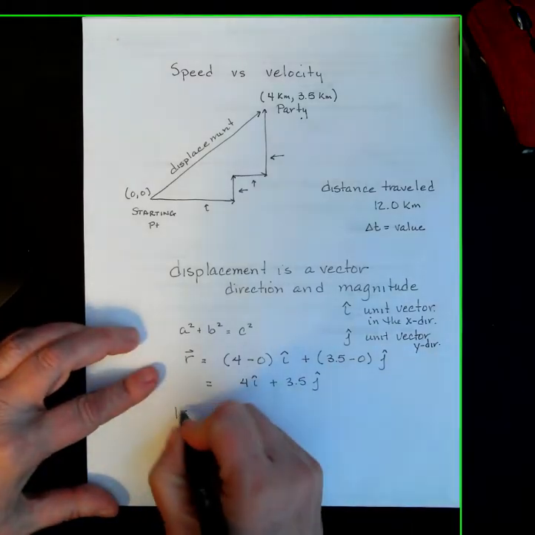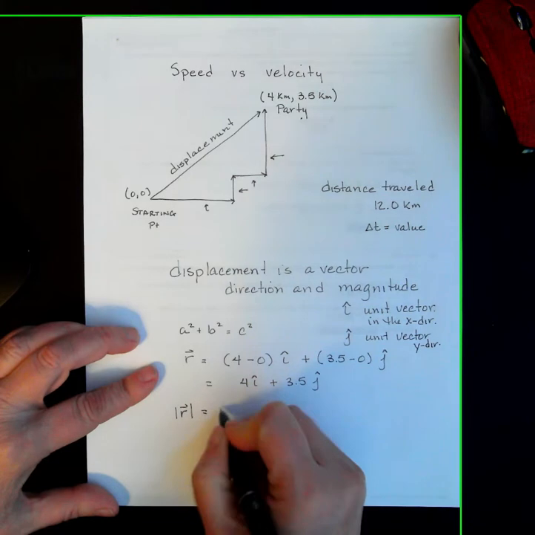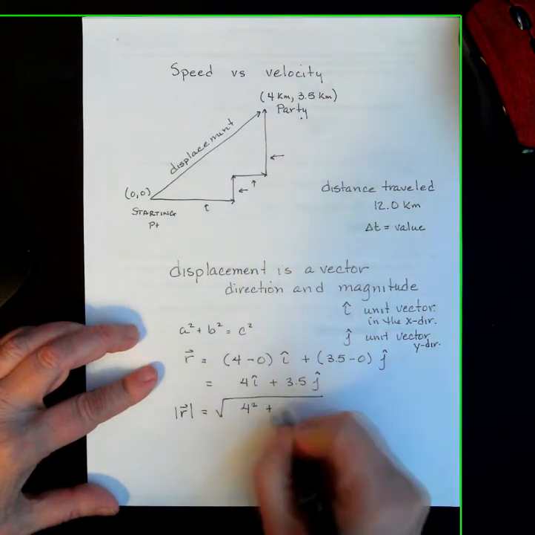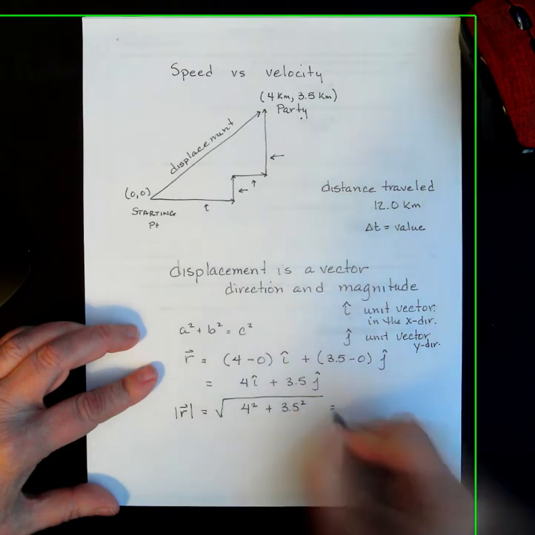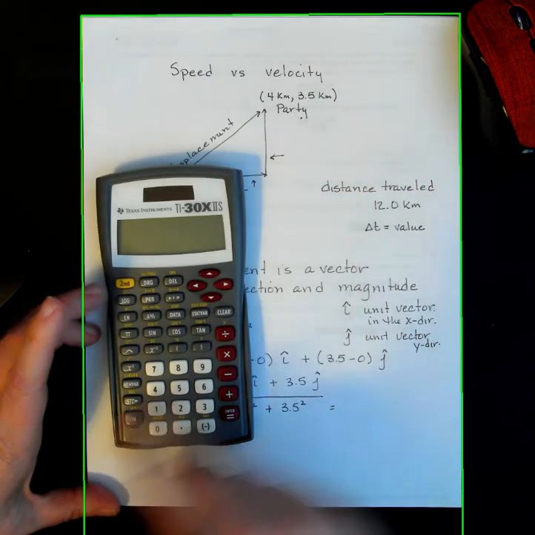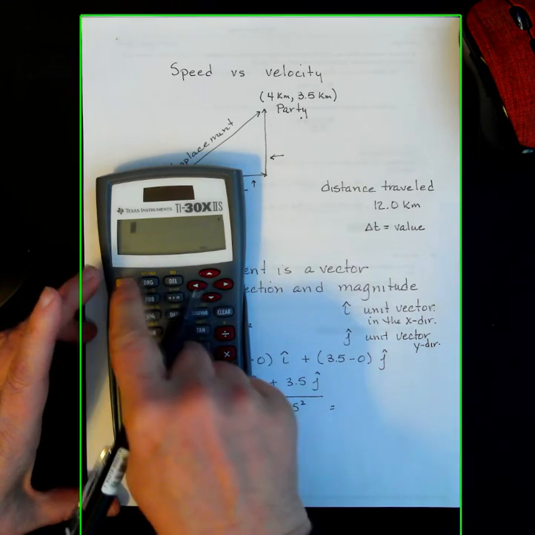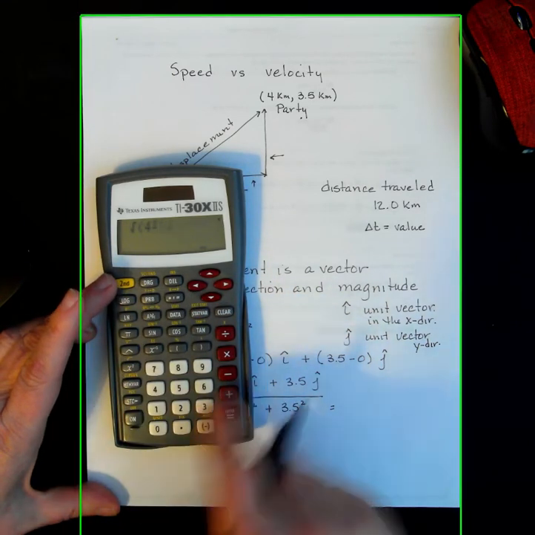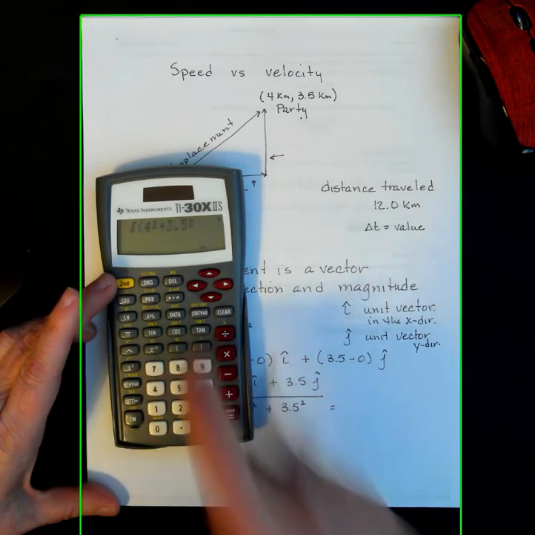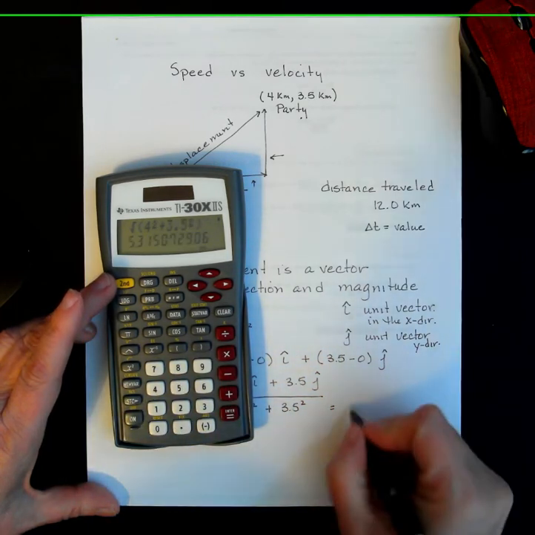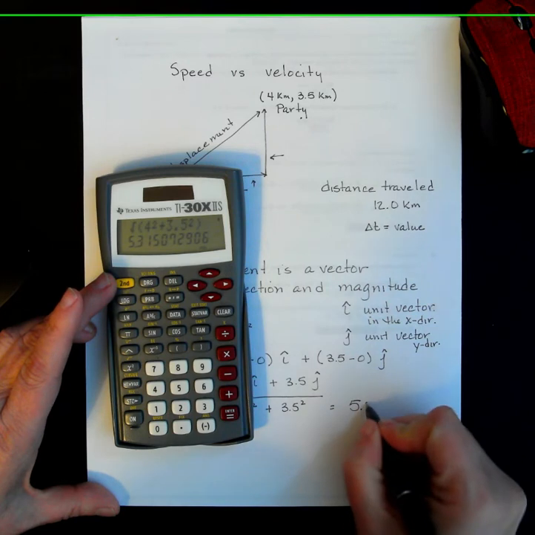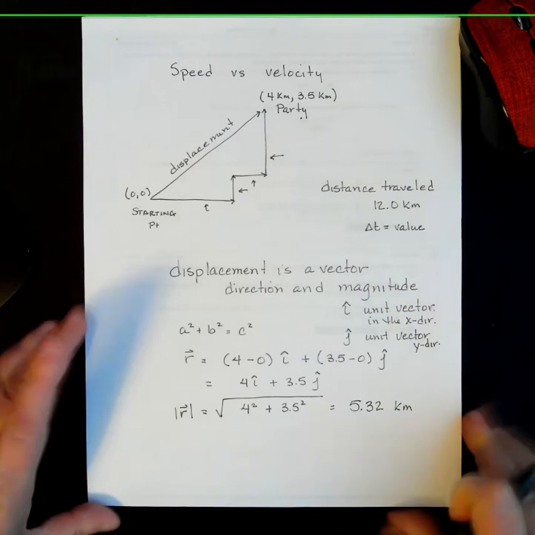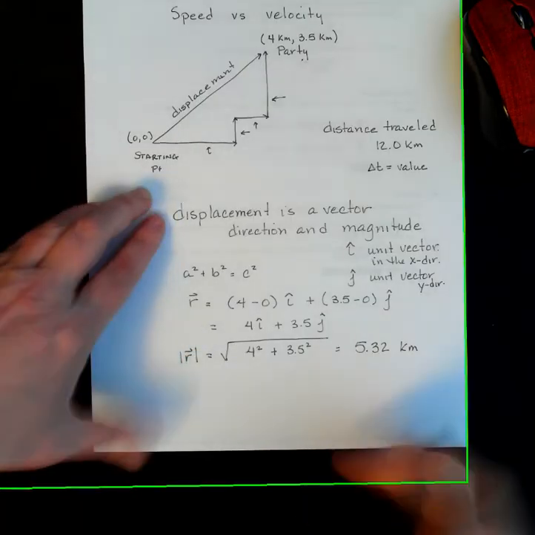So the magnitude of r is going to be the square root of 4 squared plus 3.5 squared. So we'll plug that into the calculator. I'm going to do my square root, my 4 squared plus 3.5 squared, close my parentheses. And this is going to give me a magnitude of 5.32 kilometers. And then I can use my trigonometry to give us the angle.